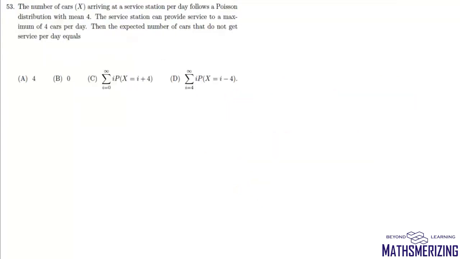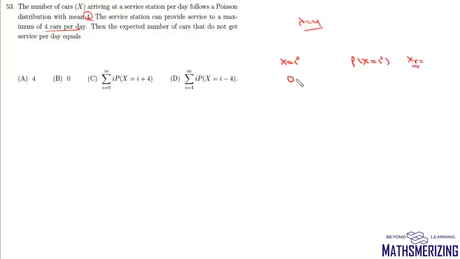Now question number 53 is the number of cars X arriving at a service station per day follows a Poisson's distribution with mean 4. So value of lambda is 4. Now it says the service station can provide service to a maximum of 4 cars per day. Then the expected number of cars that do not get service per day equals what? Now what we'll do is we'll define a random variable X equals I, and then we'll find its corresponding probability P of xi. And then we'll also define a random variable XR, which represents number of returned cars.